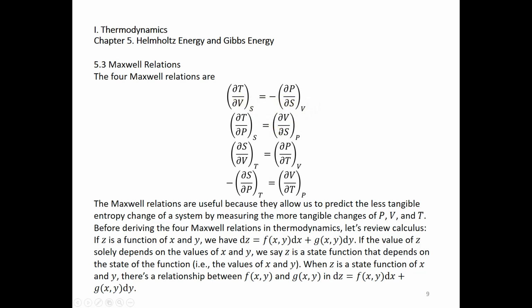Now the second Maxwell relation: delta T over delta P on the constant entropy condition is equal to delta V over delta S on the constant pressure condition.